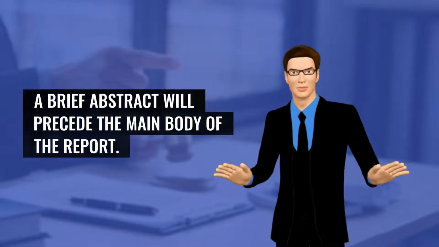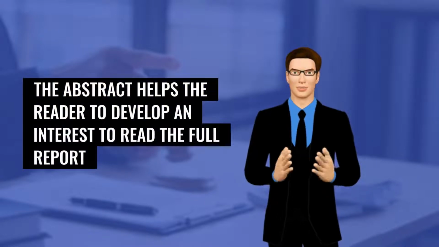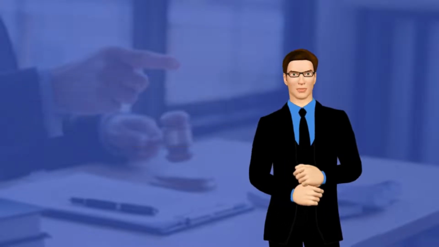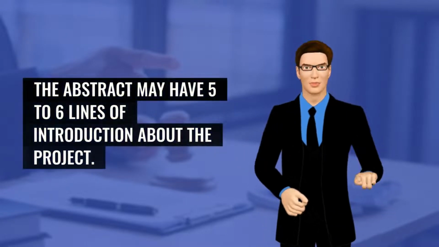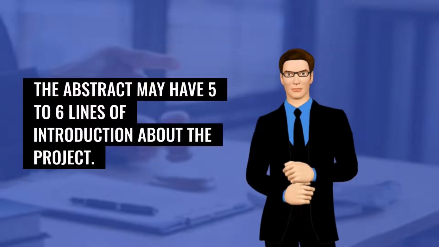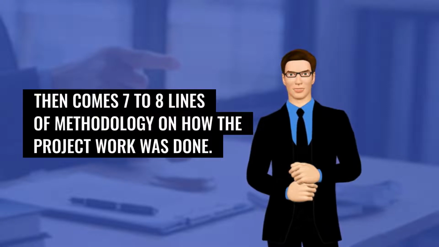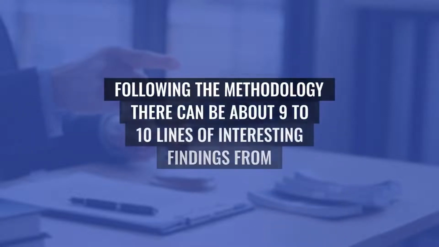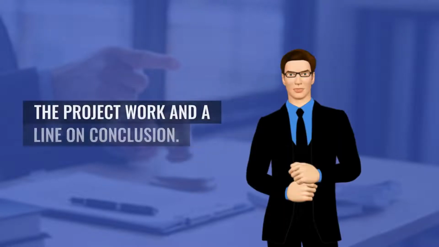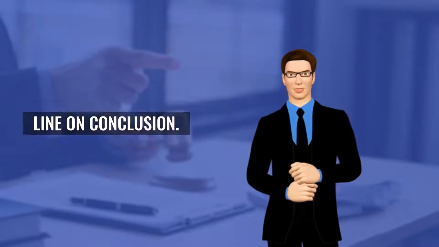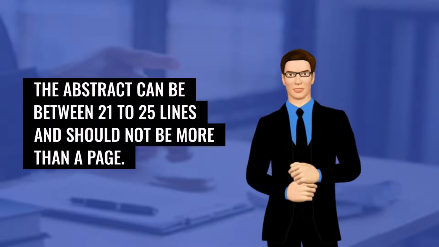A brief abstract will precede the main body of the report. The abstract helps the reader to develop an interest to read the full report and gives a clue on what to expect from the report. The abstract may have 5 to 6 lines of introduction about the project. Then comes 7 to 8 lines of methodology on how the project work was done. Following the methodology, there can be about 9 to 10 lines of interesting findings from the project work and a line on conclusion. The abstract can be between 21 to 25 lines and should not be more than a page.